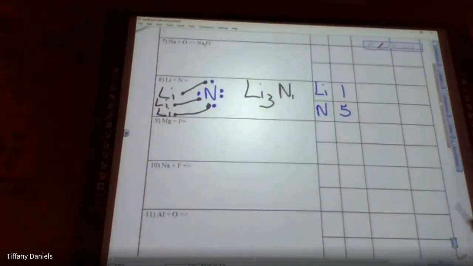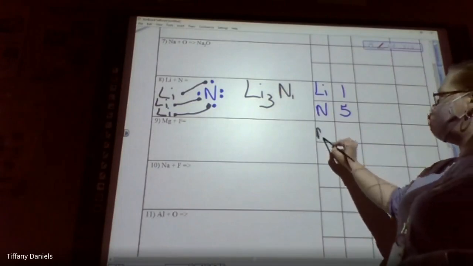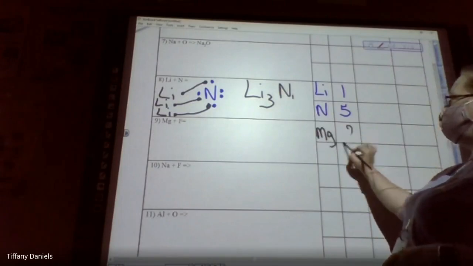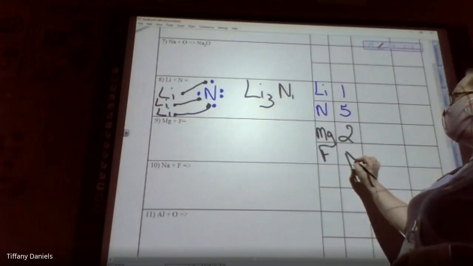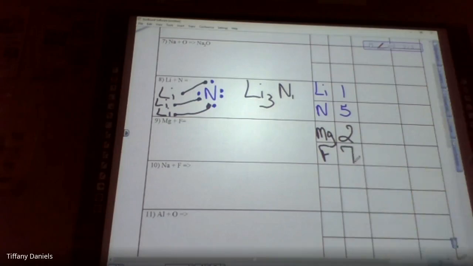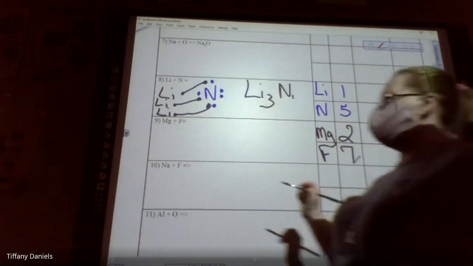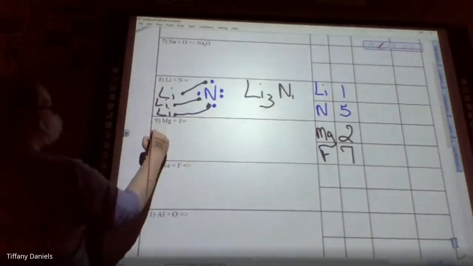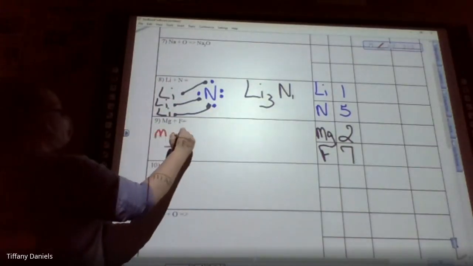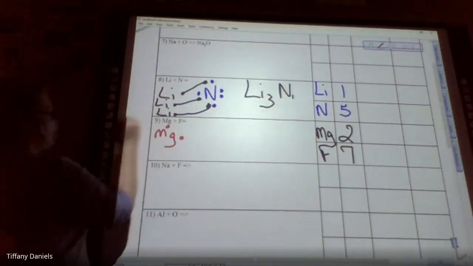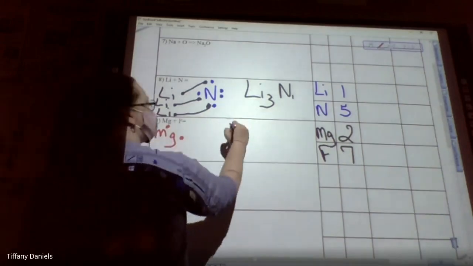Okay, so let's look at number 9. We have magnesium with 2 valence electrons. We have fluorine with 7. So magnesium has 2 valence electrons.